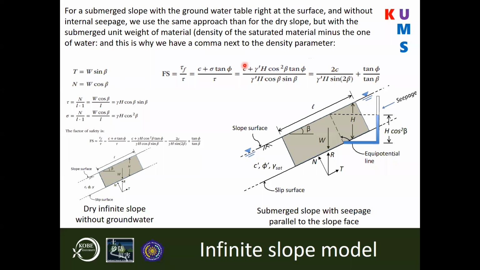Now, if we think about adding water to the mix for a submerged slope with the groundwater table right at the surface and without internal seepage. So we don't let the water go, no seepage. The water doesn't move downstream. It's just there. No force is moving the water. That's for later. The equation then changes as well. And we get this second equation where we have 2c over rho prime h sin 2 beta plus those elements. The way of thinking here, it's written seepage, so forget about seepage now, no seepage. The water goes up to the surface.